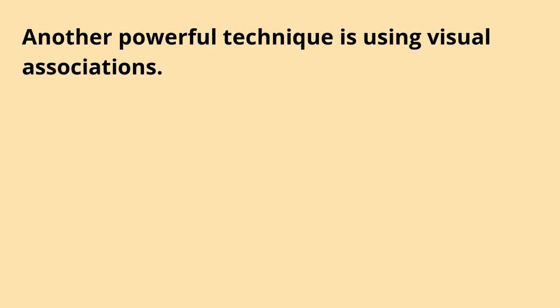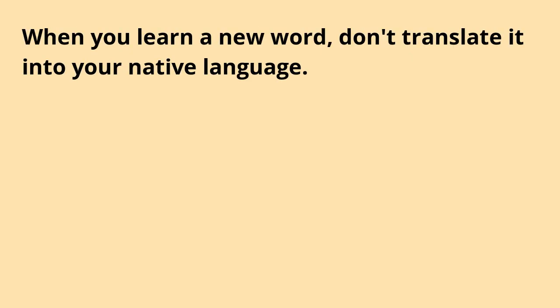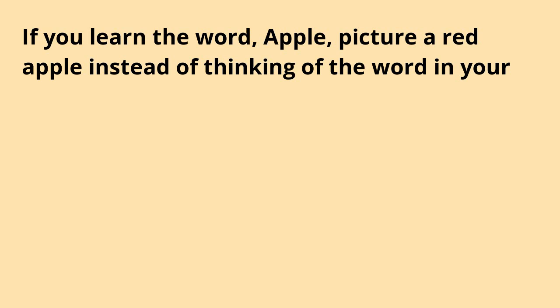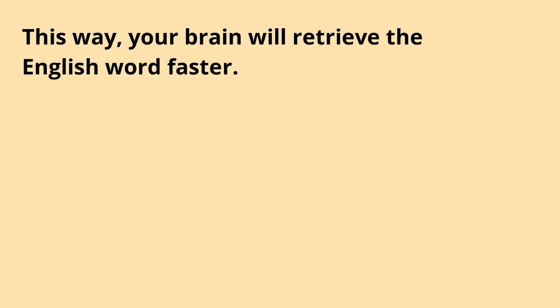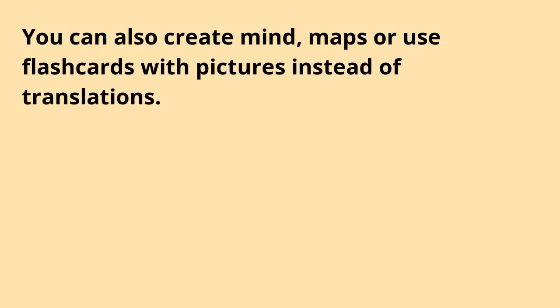Another powerful technique is using visual associations. When you learn a new word, don't translate it into your native language. Instead, connect it to an image or feeling. If you learn the word apple, picture a red apple instead of thinking of the word in your native language. This way, your brain will retrieve the English word faster. You can also create mind maps or use flashcards with pictures instead of translations.